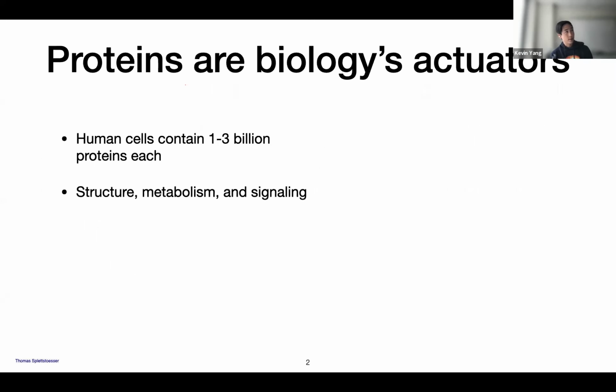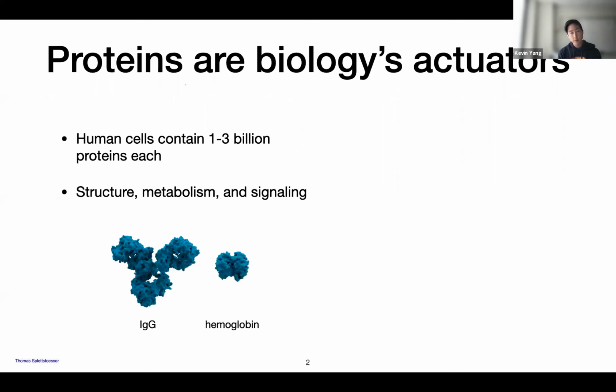So proteins are biology's actuators. Each of our cells contains between 1 and 3 billion proteins. They're responsible for things like structure, metabolism, and signaling. Some examples are immunoglobulins, which are the backbones of our antibodies, which are part of our adaptive immune system. Hemoglobin is one of the most studied proteins out there. It carries oxygen in your blood.